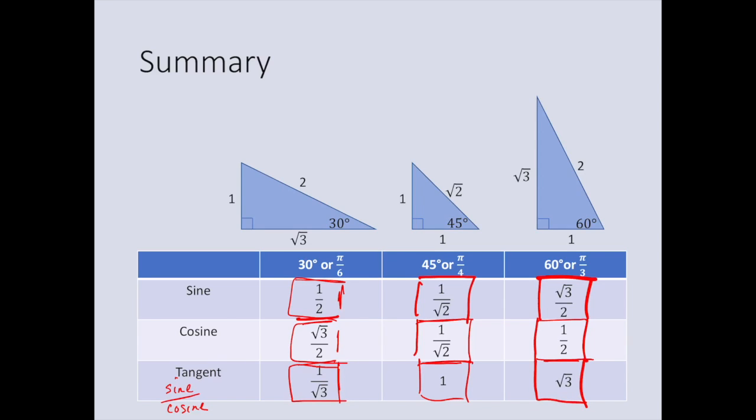So yeah, if you memorize the first line of the table, you should be able to work out the rest of the table just from knowing that first line. Okay, let's see if we can use this then. Find the exact value of the sine of minus 210 degrees.